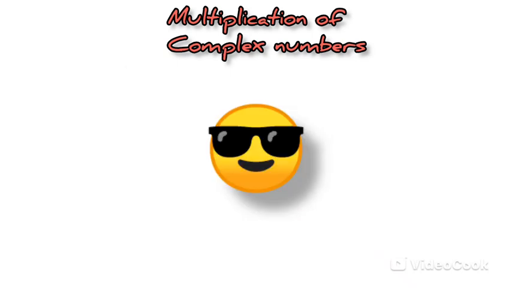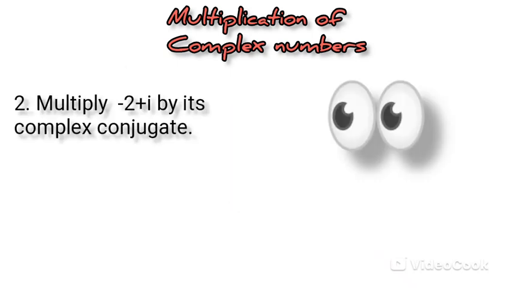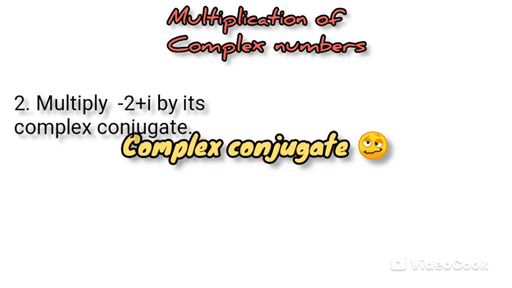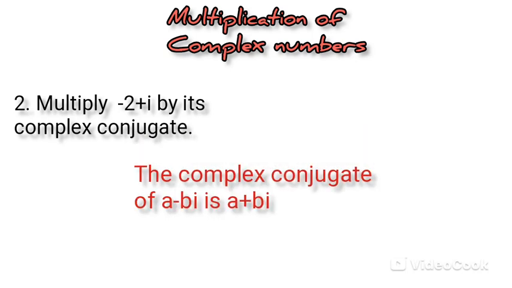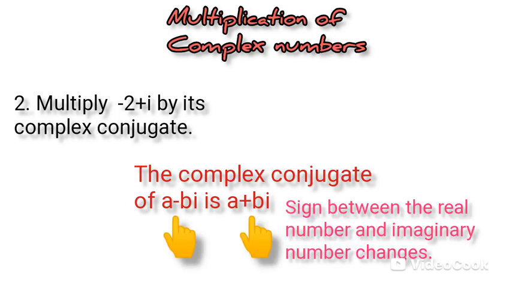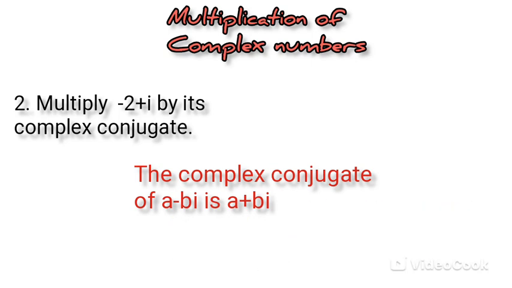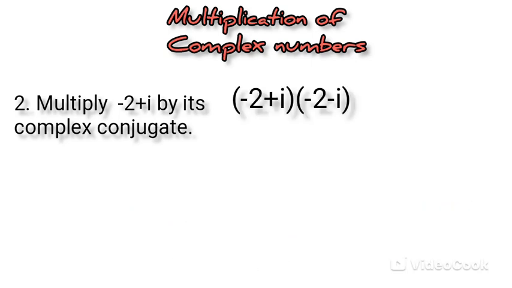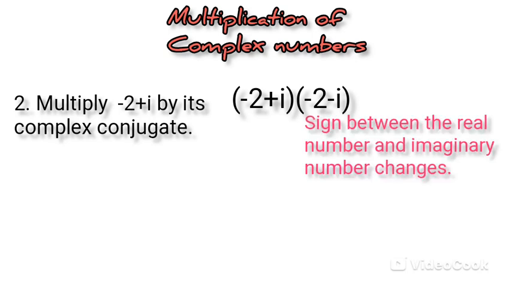Cool, right? Let's look at this other question, which is telling us to multiply negative 2 plus i by its complex conjugate. So we need to understand what a complex conjugate is. It's basically this exact same term, but the sign in between the real part and the imaginary part changed. For example, we would write this as negative 2 plus i multiplied by negative 2 minus i. See, there's a change in sign there.